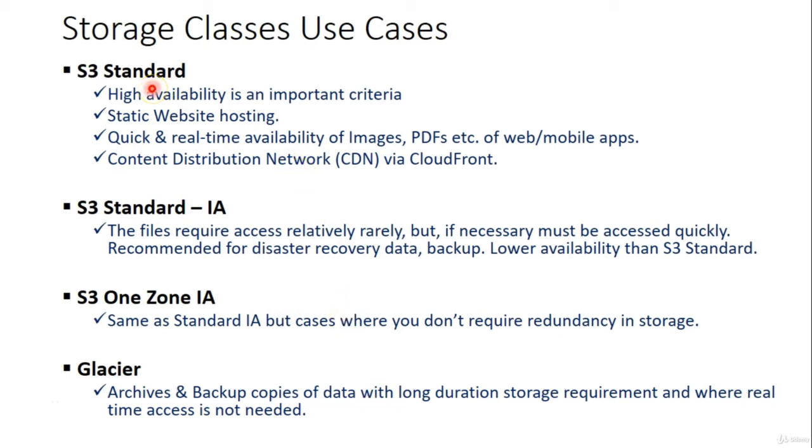So wherever you require high availability, you go for S3 Standard, but the price of S3 Standard is a bit on the higher side. If you want a cheaper solution and you can go ahead with not so high availability, you can go for Standard IA or One Zone IA. For data archival and backup, use Glacier. Now let us see what is object lifecycle.